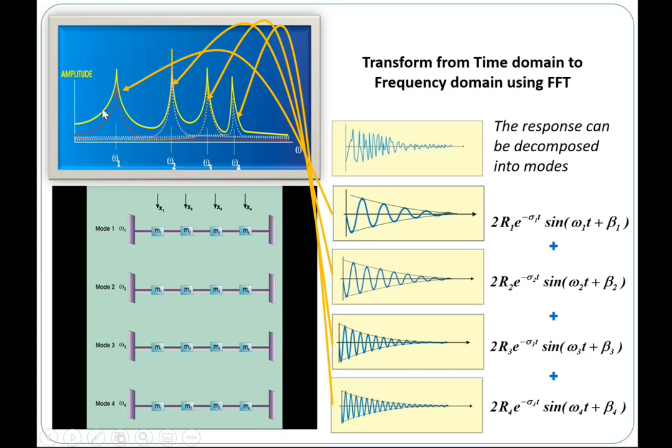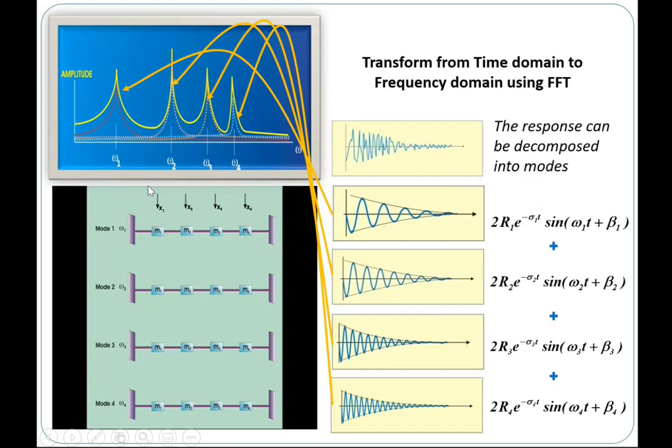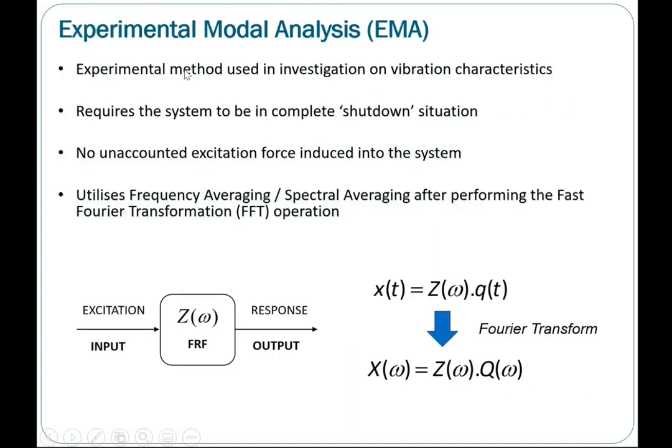If sigma is higher, then you have broader peaks. If sigma is lower, you have sharper peaks. So the whole idea of experimental analysis is to extract this out. This is the experimental method used in investigating vibration characteristics.